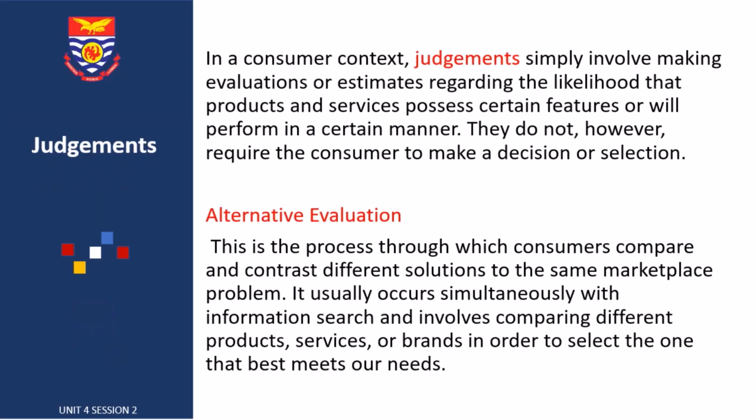Now, in a consumer context, judgment simply involves making evaluations or estimates regarding the likelihood that products and services possess certain features or will perform in a certain manner. They do not, however, require the consumers to make a decision or selection. So alternative evaluation is assessing the various information you have to make a conclusion. It usually occurs simultaneously with information search, and it involves comparing different products. So when you are gathering the information, normally you do them simultaneously.